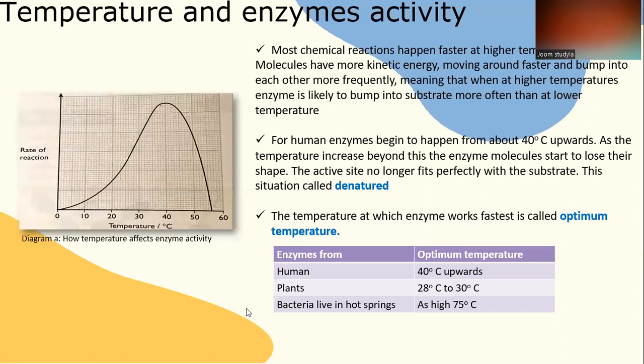The table below shows the optimum temperature for certain enzymes to work. For example, for humans it is 40 Celsius upwards. For plants, it is between 28 Celsius to 30 Celsius. And for bacteria that live in a hot spring, it is as high as 75 Celsius.